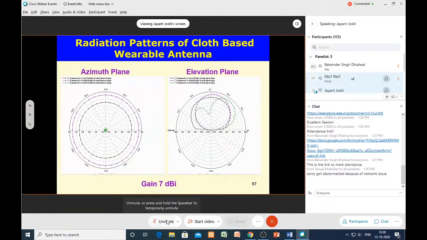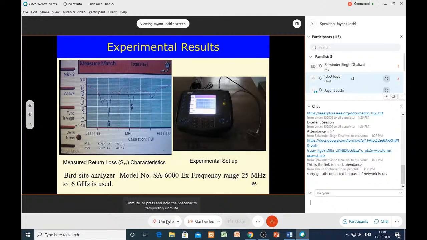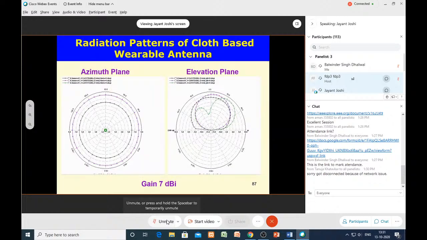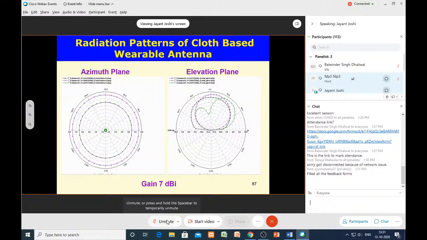If you see here, the calibration is full calibration, meaning the vector network analyzer is fully calibrated, and after that I measured the antenna. Very good matching I got: minus 35.40 dB at the first resonant frequency and minus 28.9 dB at the second resonant frequency. Some slots and dips I got in the radiation pattern, but due to the thick copper metal, I got a considerably higher gain of 7 dBi.